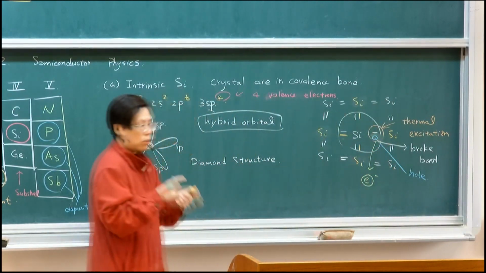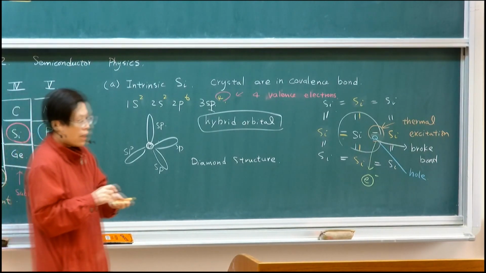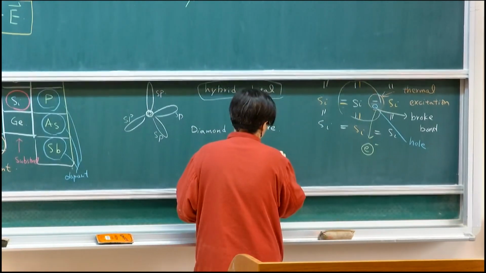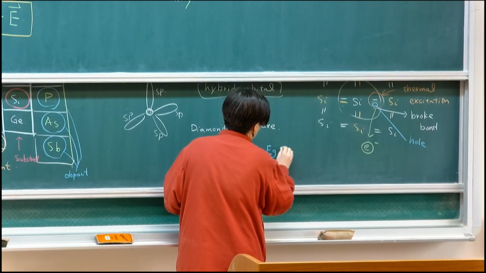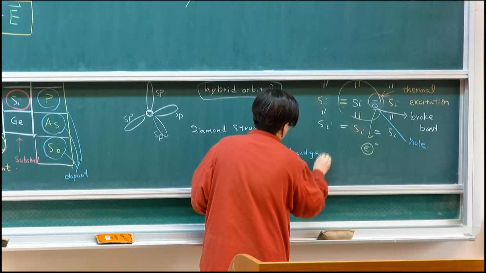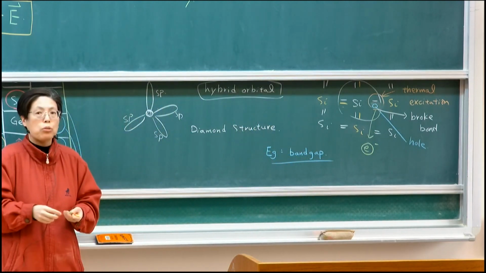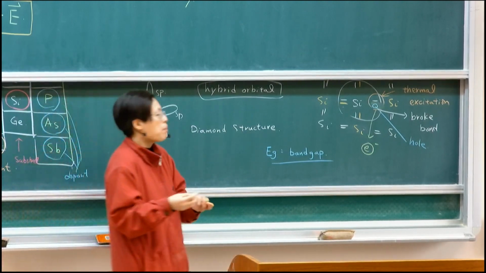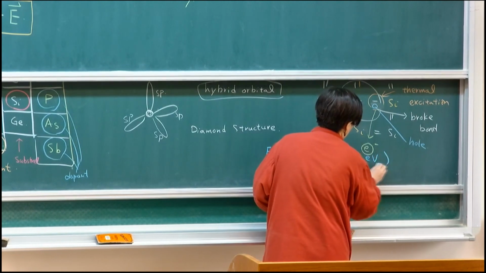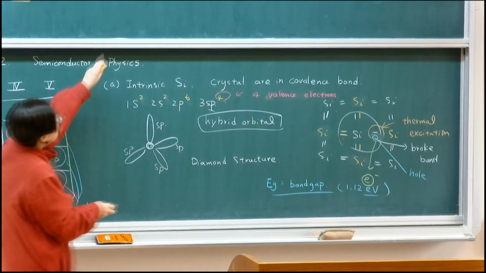Okay? So once again, you have thermal energy which breaks the bond. And this energy is typically referred to as the band gap, Eg. So the band gap is the energy required to break the bond. For silicon, it is about 1.12 eV.